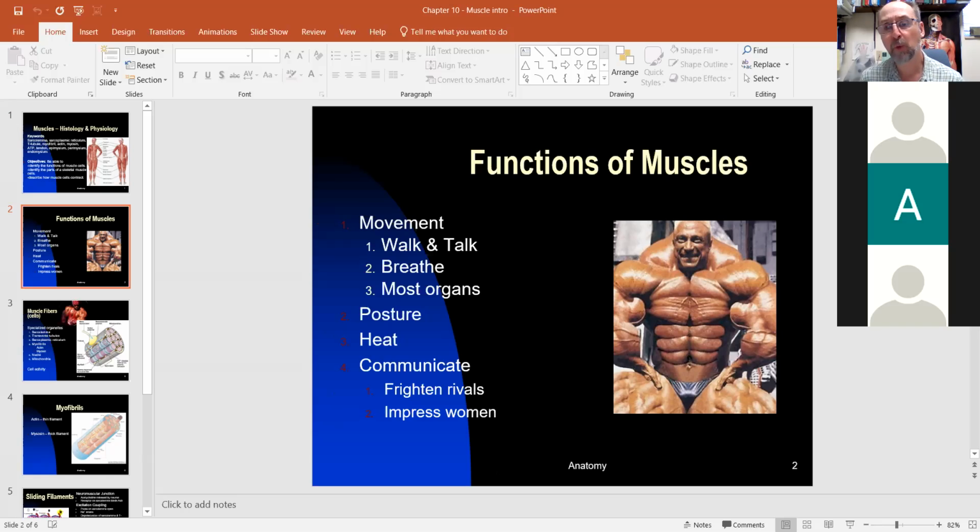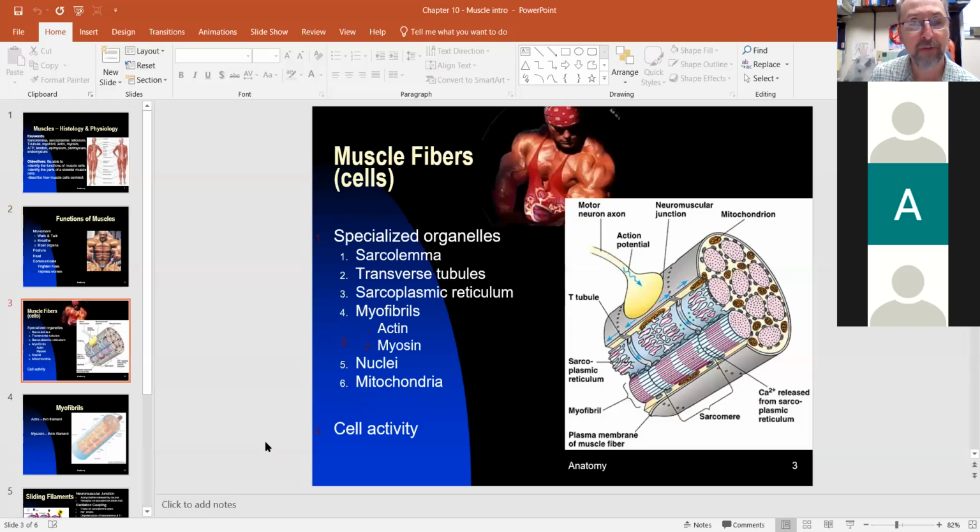Muscles, in addition to producing movement, also hold things in position. So we have postural muscles that we don't talk about too much, but they do that. Muscles are involved in temperature regulation because they produce heat, and communication. And so that guy, that's not a real guy. He's in a suit. You buy these suits. Okay. So that's the general overall picture of things.